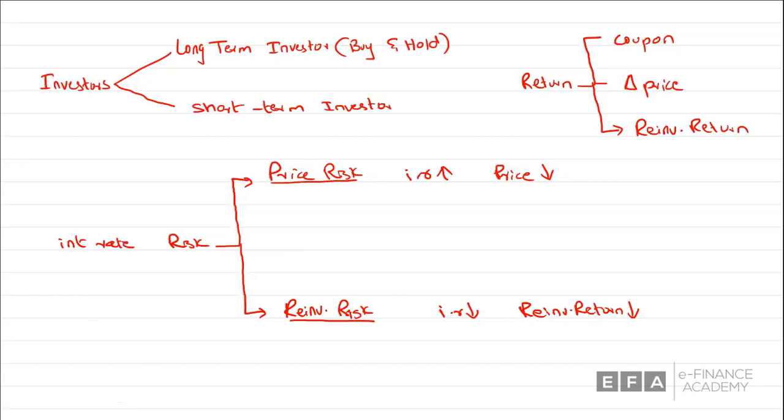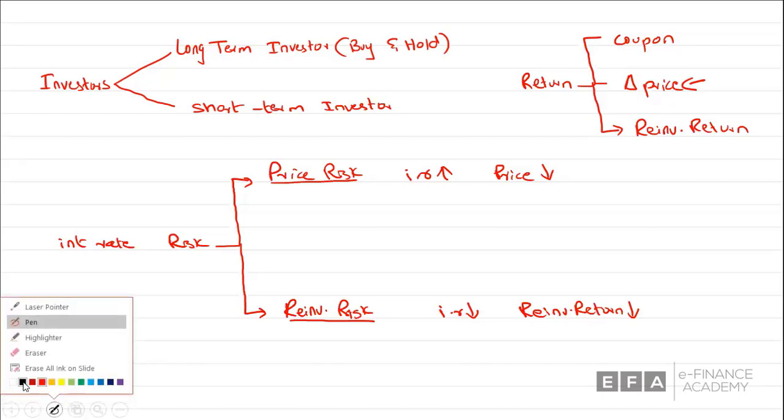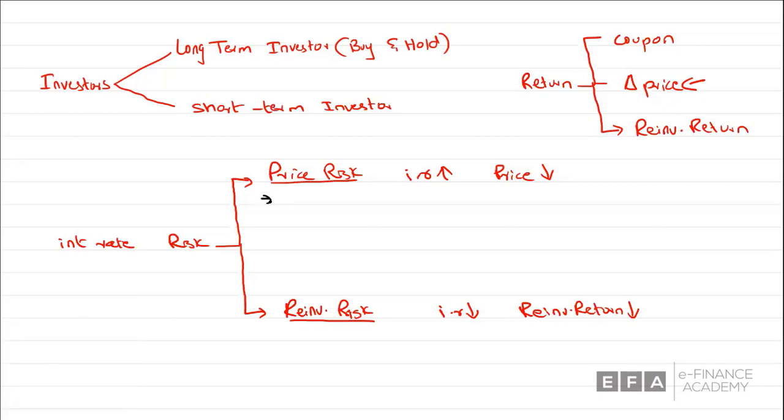but before we prove that through the numbers, if you think about it, you can still get the answer. If you are a short-term investor, you would be concerned about selling the bond in the market at the market price. And you would be concerned whether you would make a capital gain or a capital loss, what will be your change in price. Hence, for the short-term investor, we could say that price risk would matter more. So for a short-term investor, price risk is more dominant.